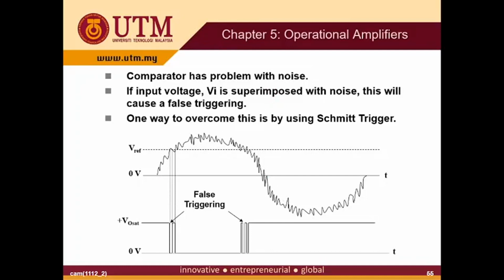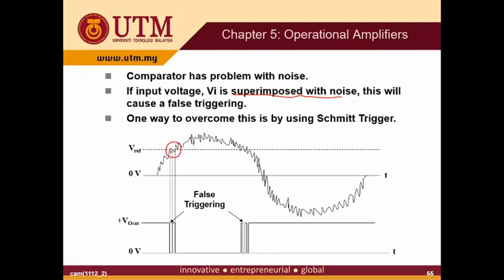Overall, you can see the shape of the input is a sine wave, but it's not a clear or solid sine wave. It has noise here. If the input is superimposed with noise, this will cause a false triggering. What is false triggering? False triggering happens at the region nearby the reference.